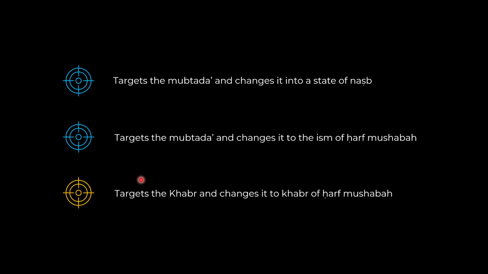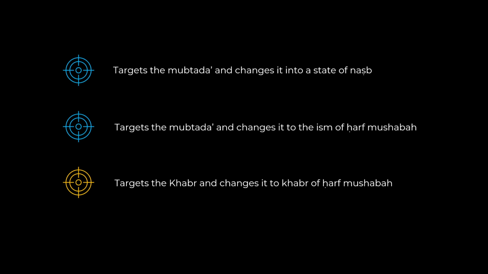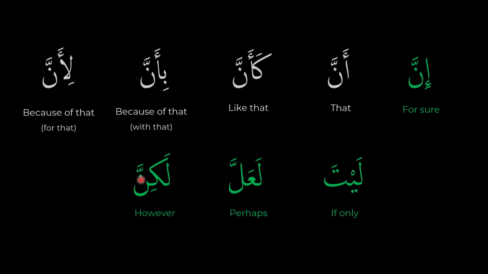Right? So there's three main things happening there. Targets the mubtada, changes it into a state of nasb. And it also, when doing that, makes it now known as the ism of that particular Ḥarf Mushabah. And then it will also target the khabar, and it will change it into the khabar of that Ḥarf Mushabah. So let's take a look at what this looks like.